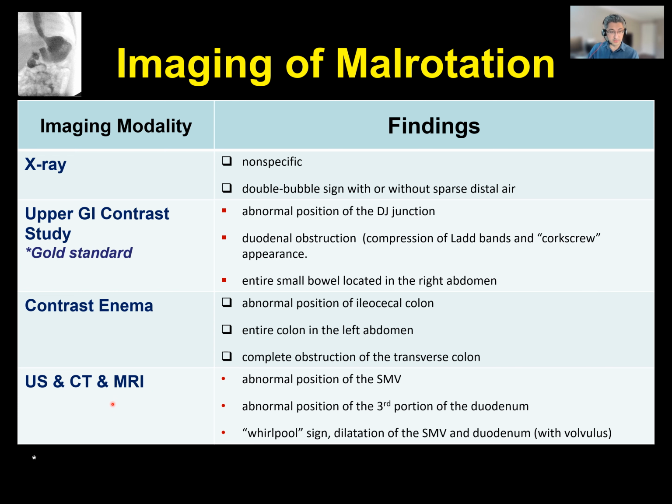And on cross-sectional imaging, abnormal position of the SMA or SMV. I mean, we are always talking about SMV because SMA is always in the center. Everything turns around SMA. So abnormal position of SMV, abnormal position of the third portion of the duodenum. And when there is volvulus, we can see whirlpool sign, dilatation of the SMV and duodenum, the proximal dilatation.